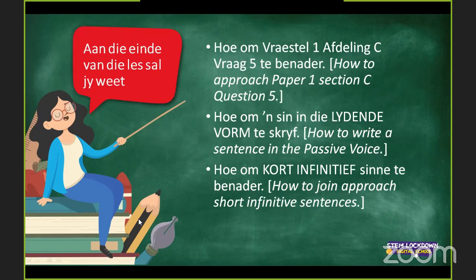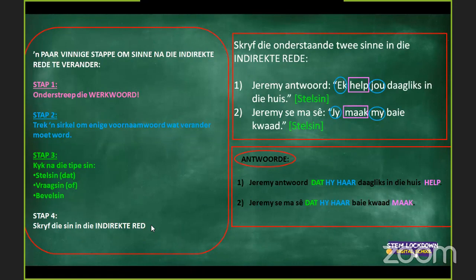Right, but before we go to that, yesterday I gave you 2 sentences to attempt after I explained the indirecte rede. So let's just quickly have a look at those 2 sentences. Right, ek het gesê, skryf die onderstaande 2 sinne in die indirekte rede. Jeremy antwoord, ek help jou daagliks in die huis. En Jeremy se ma sê, jy maak my baie kwaad. Goed, het ek gesê, 'n paar vinnige stappe om sinne na die indirekte rede te verander. I gave you a few quick steps to change sentences from direct speech into indirect speech.